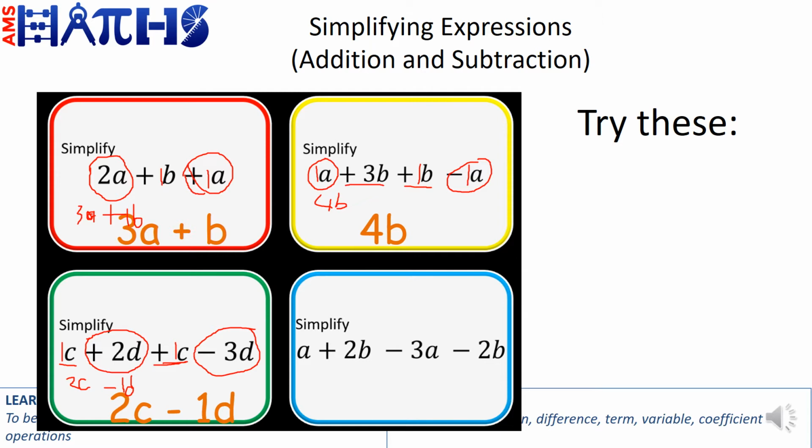And our final one is 1A, and we need to subtract 3 A's. So 1A minus 3A, 1 minus 3 is minus 2A. Then we will work on our B's. So positive 2B minus 2B is 0B. So we don't need to write that. So our final answer is minus 2A.